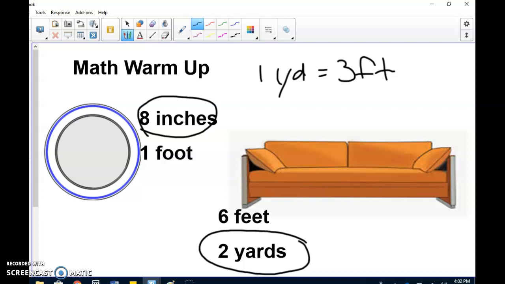So hopefully that will help clear up what you're supposed to do for your math warm-up. The smaller the unit of measurement, the more you'll use. The bigger the unit of measurement, the less you will use. All right, now let's jump into our subtraction for today.